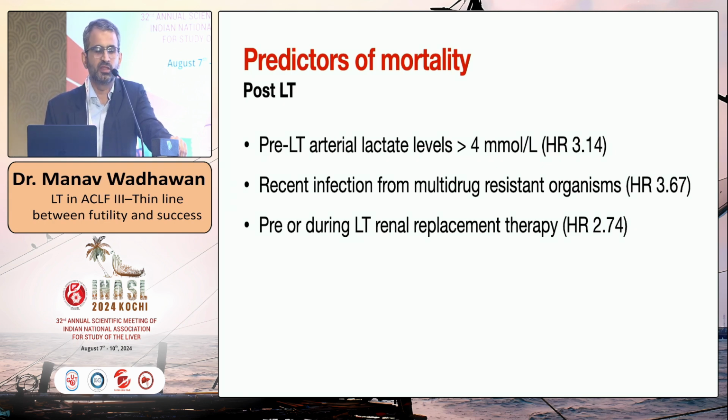What is important is what they found out. Now, 3 factors, they said, predict mortality at the end of 1 year. One was pre-LT arterial lactate level, which I presume is an indicator of circulatory failure. Second is recent infection with multi-drug resistant organisms. And thirdly, any patient who required renal replacement therapy pre or during LT. So significant renal failure, an anuric patient who is requiring dialysis. So these are 3 factors which they talk about.